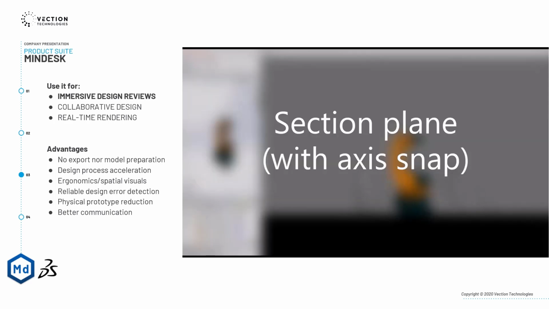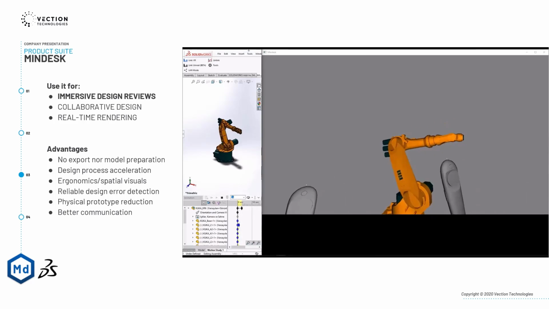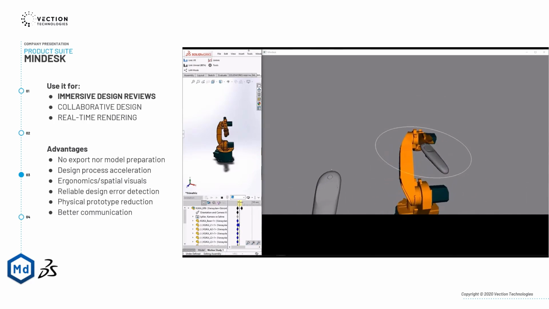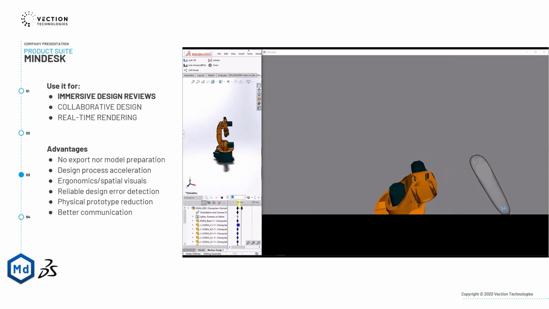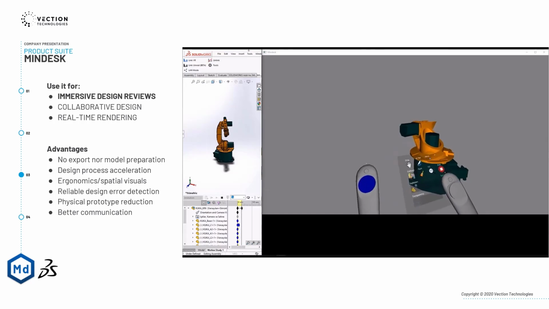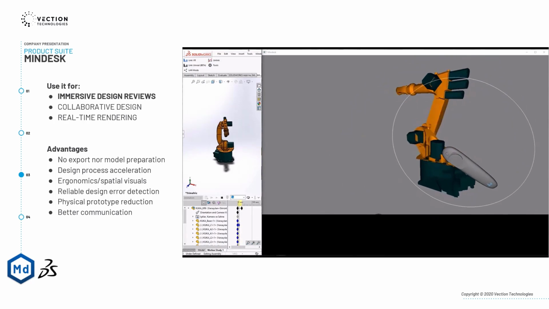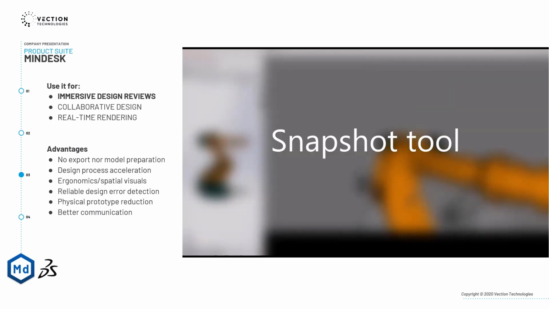Then another interesting feature is the section plane, which can also be used in combination with animations and other features. You can snap it to the axis. In this case it's green because it's snapped into the horizontal axis. You can also position it freely with your hand or snap it to some other axis. In this case blue is the vertical axis.